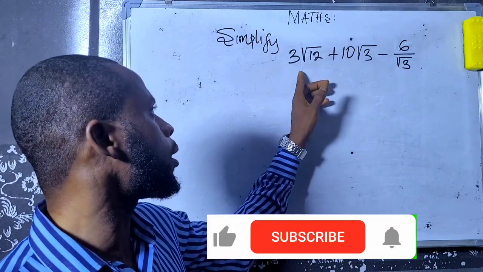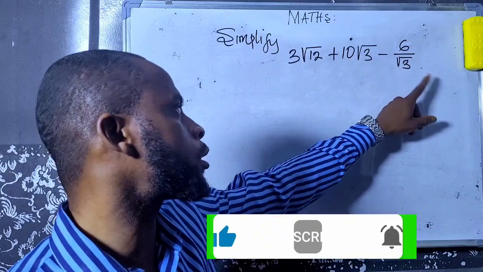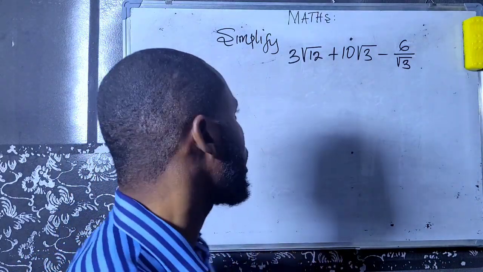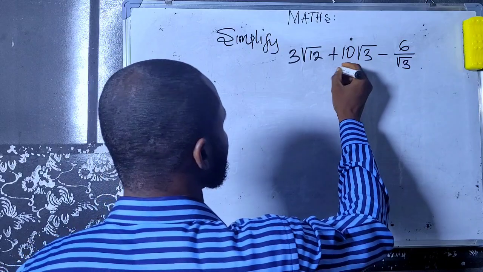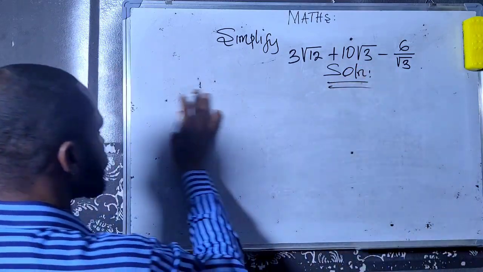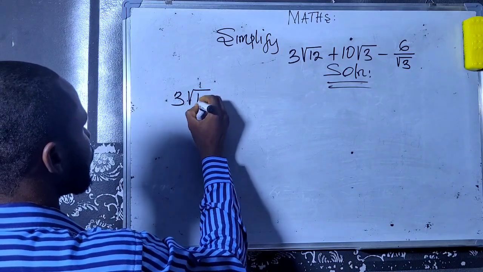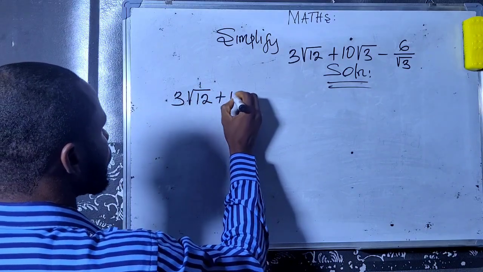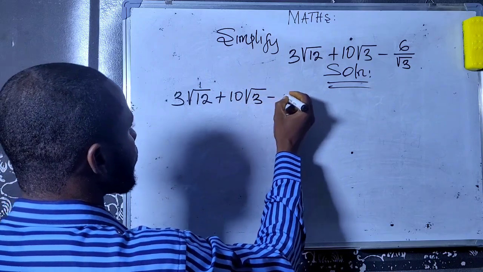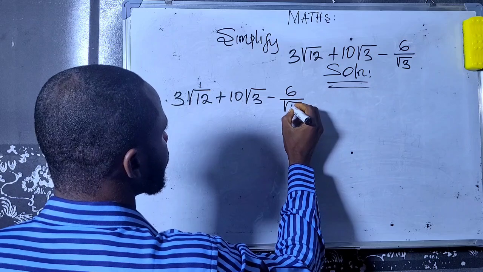We are to simplify 3 root 12 plus 10 root 3 minus 6 divided by root 3. I put down your first solution. I put down the question down here. You have 3 root 12 plus 10 root 3 minus 6 divided by root 3.